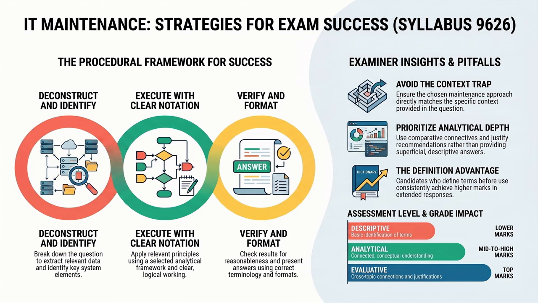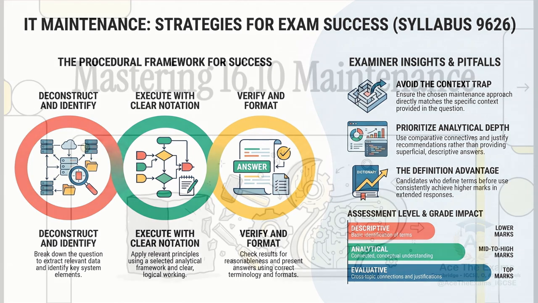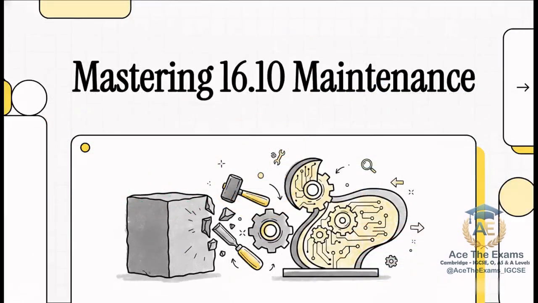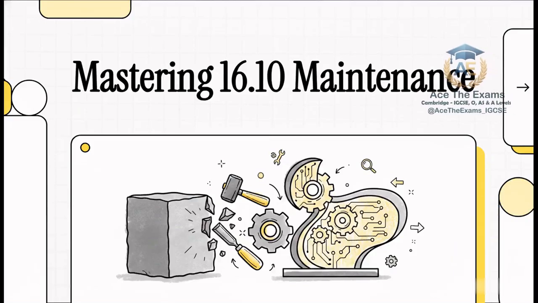Okay, picture this. You're sitting in the exam hall. The clock is relentlessly ticking down. You turn the page and boom, there it is. A massive 15-mark Cambridge computer science past paper question, right off the 0417 or 9626 syllabus, asking you to critically evaluate system maintenance for a complex legacy database.